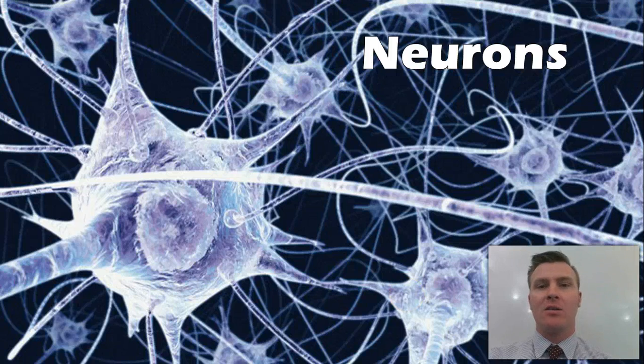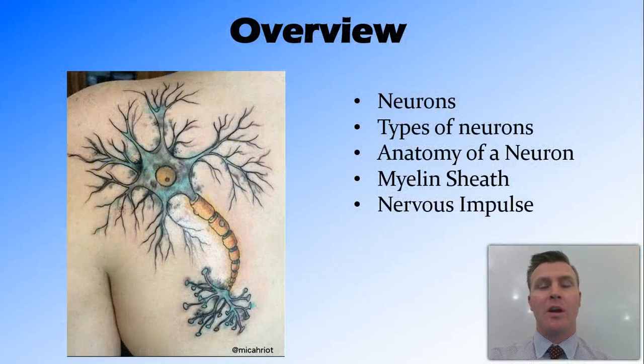In this video, we're going to look at neurons. We're going to cover what neurons are, the different types of neurons, the anatomy of the neuron, including the myelin sheath, and how the nervous impulse is transmitted along the neuron.